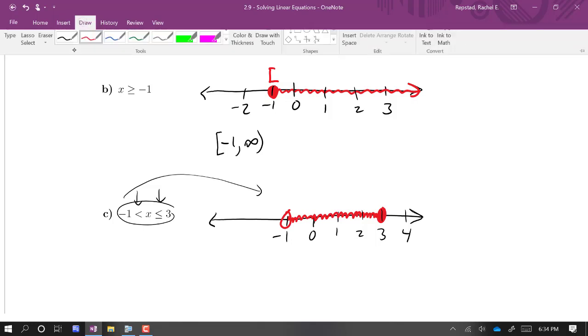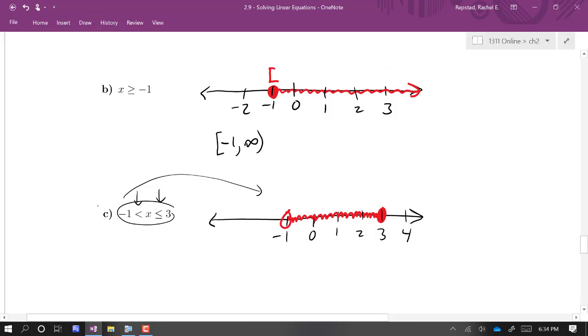And if I were to write this in interval notation, -1 with an open parenthesis, or soft parenthesis, because that's a strictly less than, and then a hard bracket, or square bracket, on the right side because that's an or equal to.